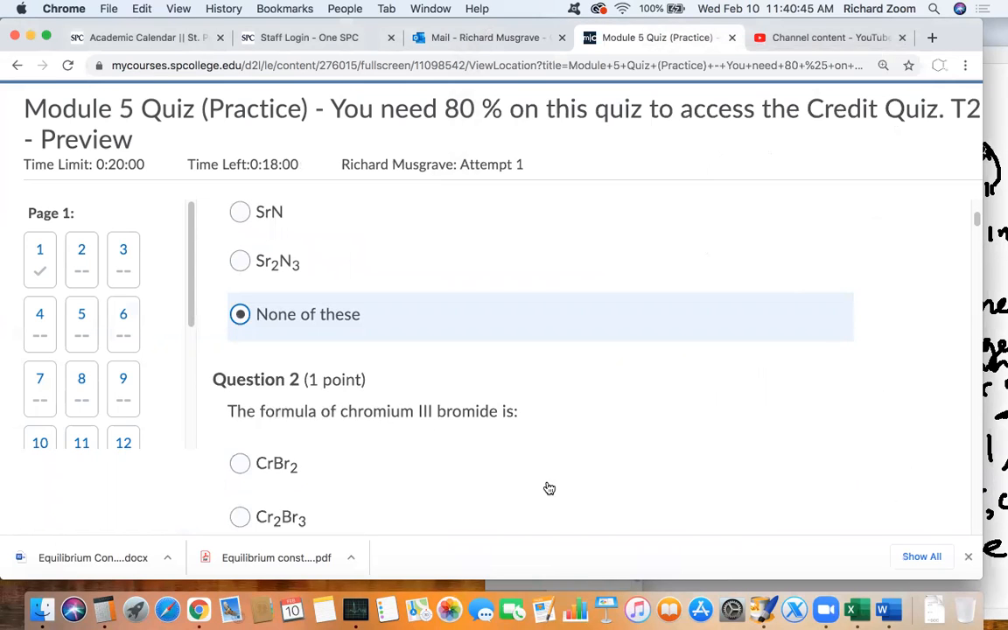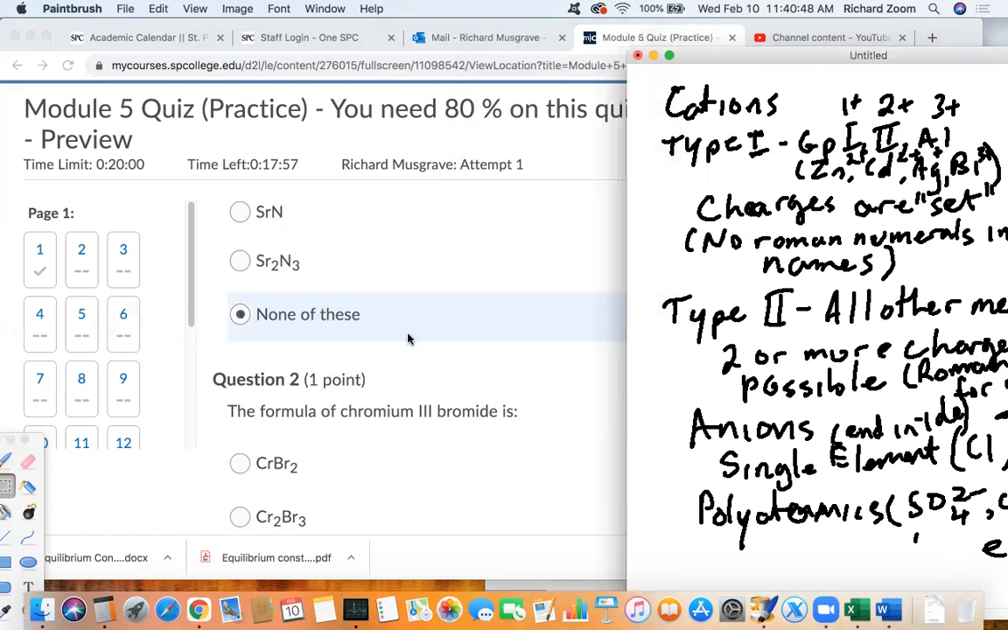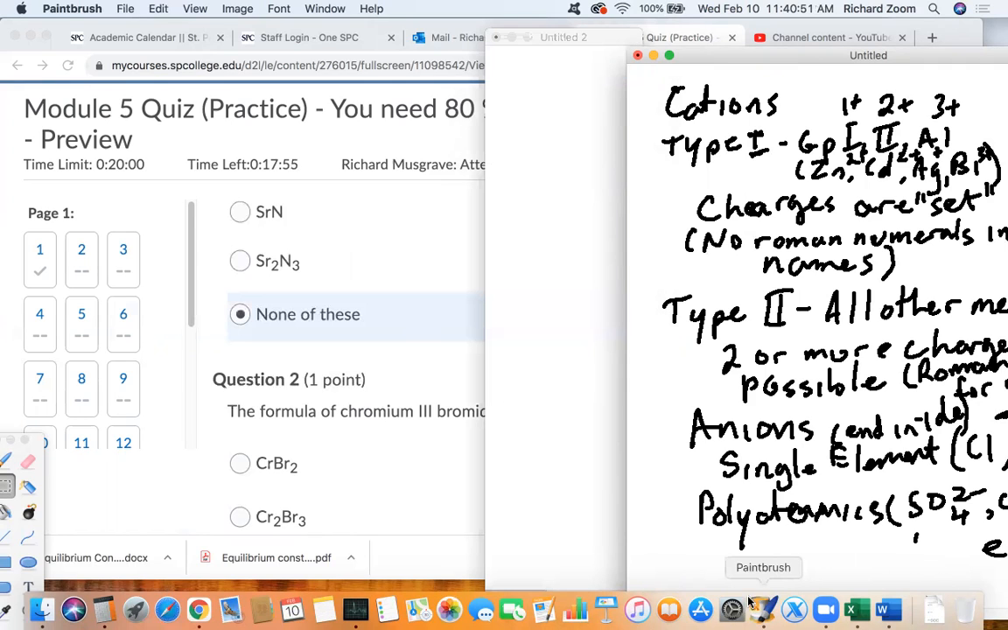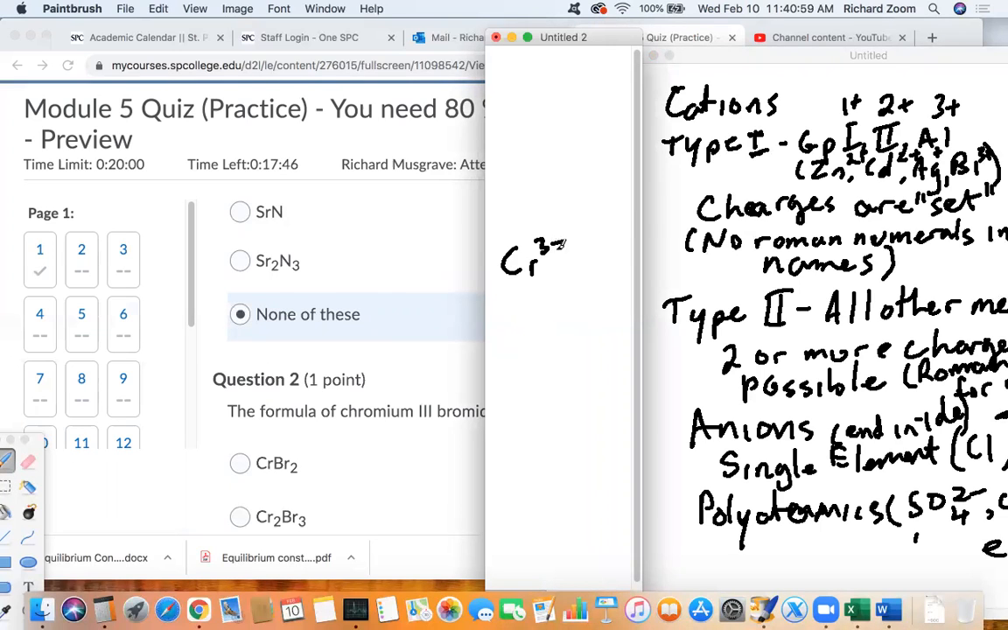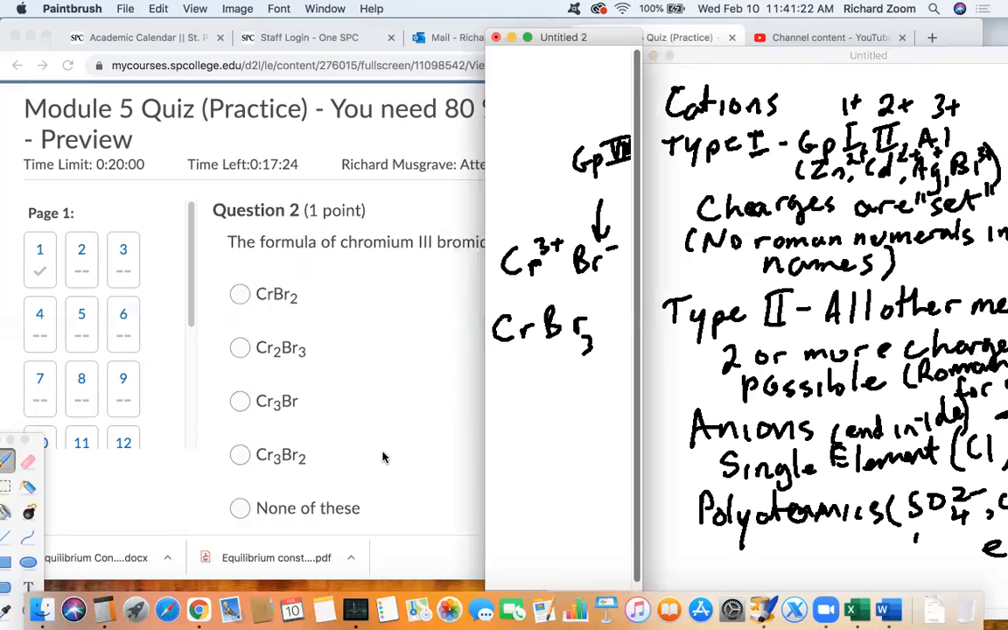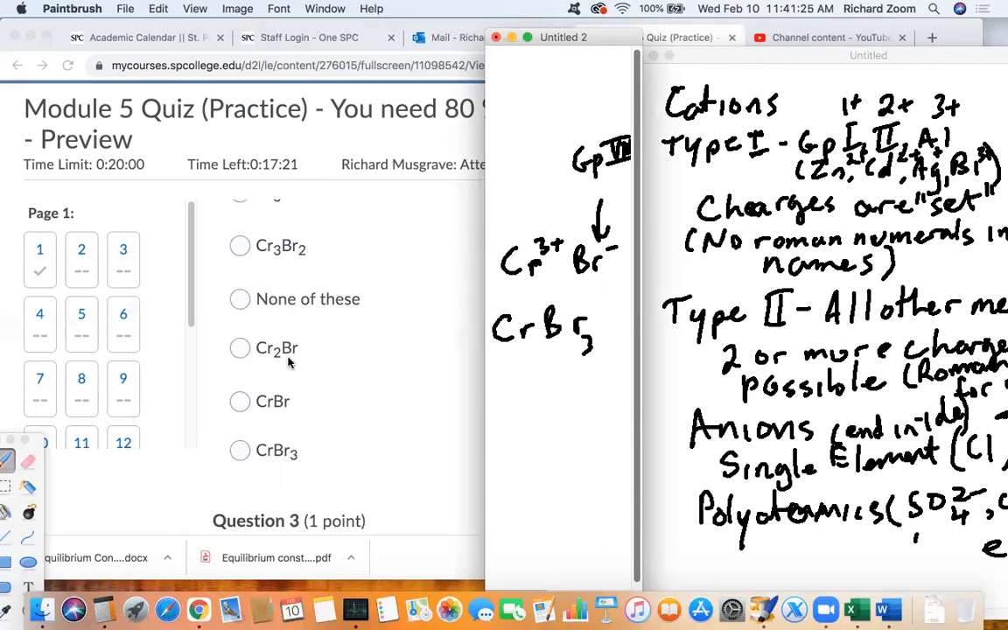Okay, next one, chromium 3 bromide. Cr3 plus for the chromium 3, Br negative for the bromide because it's in group 7. And then that means that we'd need 3 bromines to balance out the chromium. CrBr3 would be the answer. So then you would just select the correct answer from down here.